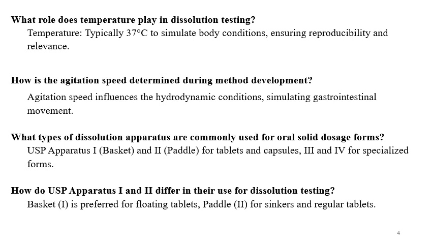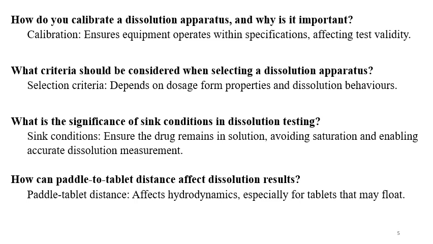What types of dissolution apparatus are commonly used for oral solid dosage forms? USP 1 basket and USP 2 paddle for tablets and capsules; USP 3 and USP 4 are used for specialized formulations. How do USP apparatus 1 and 2 differ in their use for dissolution testing? The USP basket apparatus, or USP 1, is preferred for floating tablets, and paddle USP type 2 with sinkers is used for regular tablets. USP apparatus 2 is also used for some capsule formulations with sinkers if they float in the media.